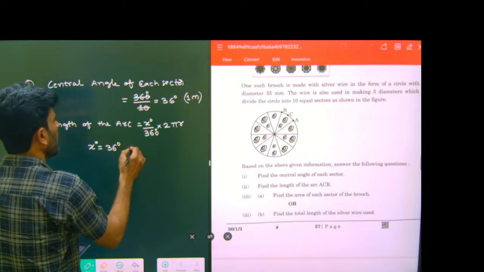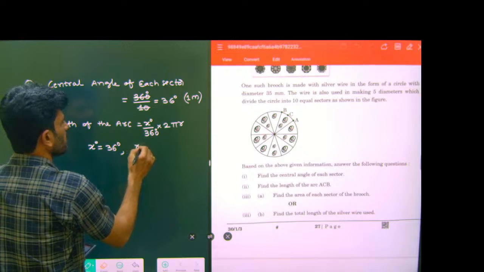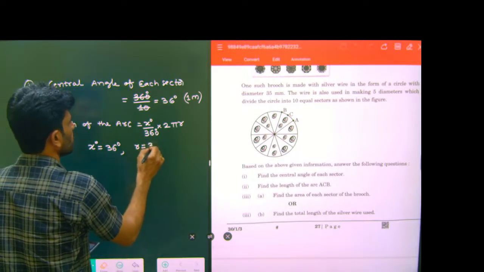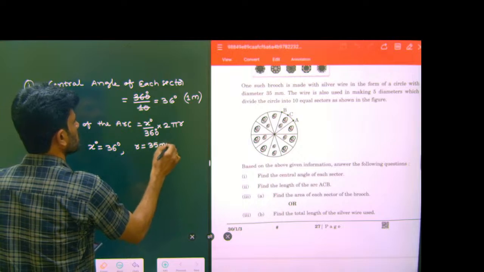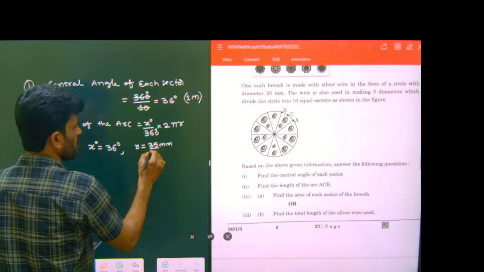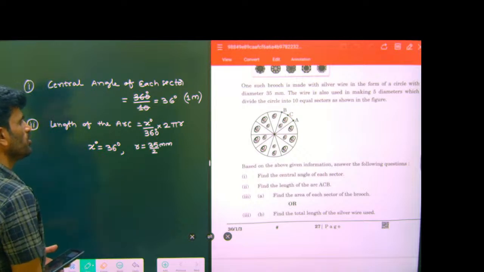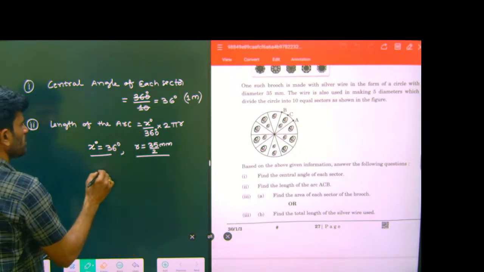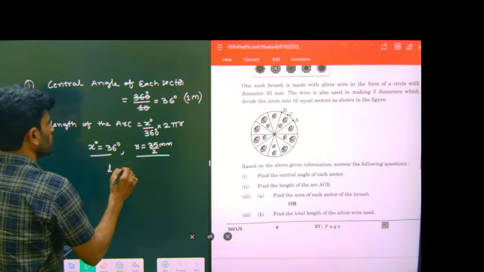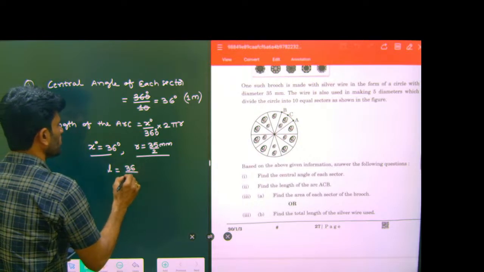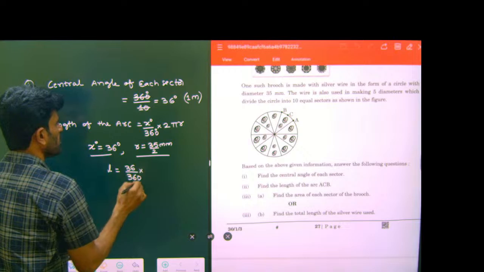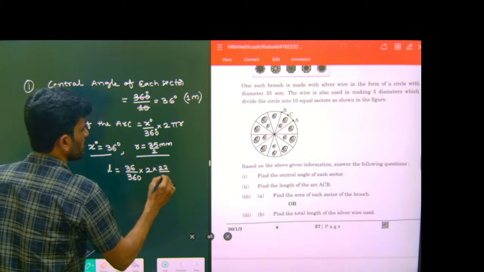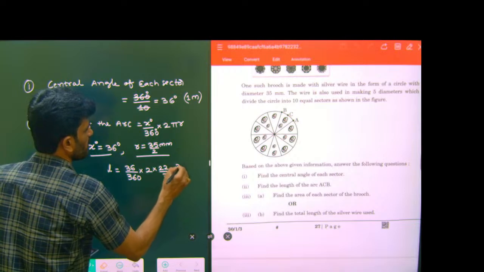And the diameter is given as 35. If the diameter is 35, the radius will be 35 by 2. You can check in the question, it is given 35 millimeters, so the radius will be 35 by 2 millimeters. These two we have to substitute in the formula. Then what is the length of the arc? L is equal to 36 by 360 into 2 pi r. 2 into pi, pi is 22 by 7, and r is 35 by 2.